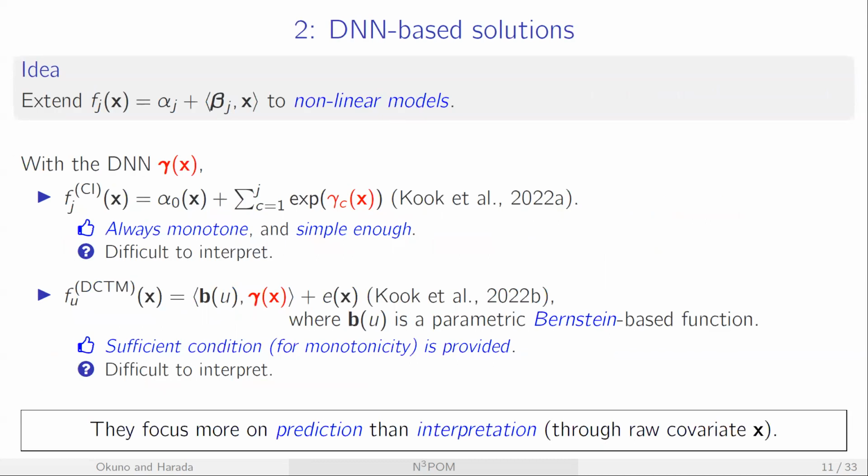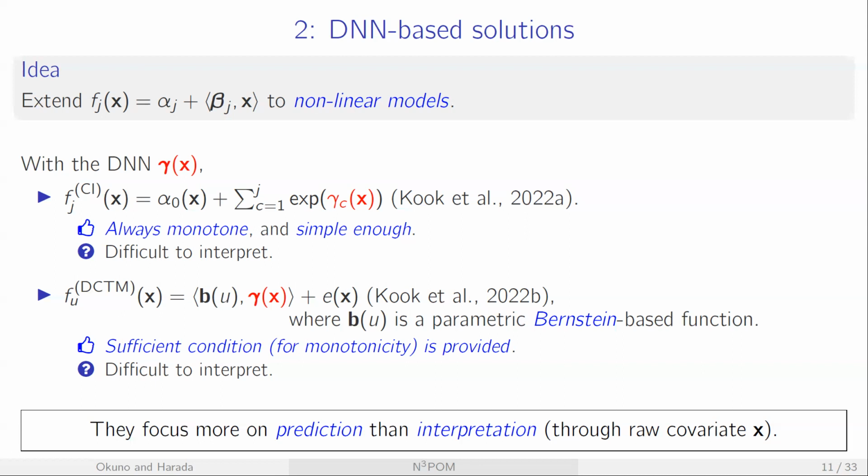Okay, and the second solution is based on deep neural networks. I refer to several studies of your groups. In these studies, the linear model f_j(x) has been extended to nonlinear models using the deep neural network gamma. For instance, the CI model is defined as the sum of the function alpha_0(x) plus the exponential of gamma_c(x). The second term is obviously increasing with respect to the discrete threshold j. So this model is always monotone and simple enough. But the model is difficult to interpret.